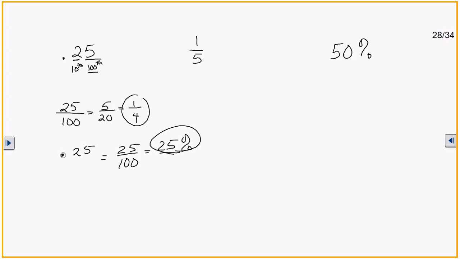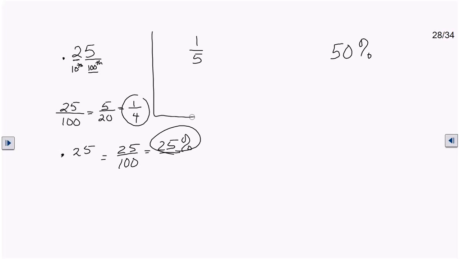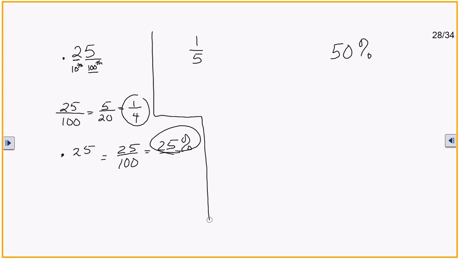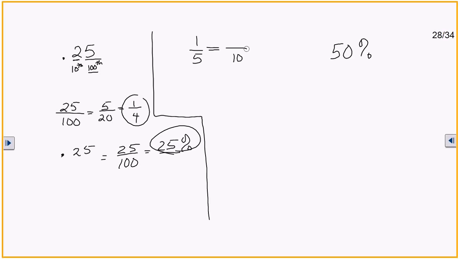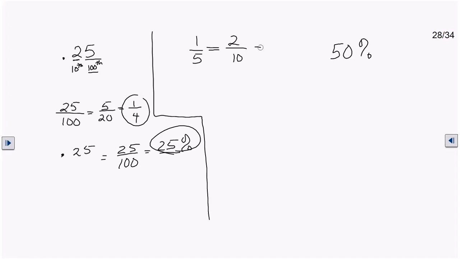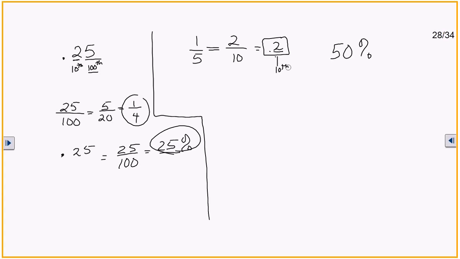Now I'm going to do 1/5. Now you can do this 2 different ways, but usually when I see something that'll go into 10, I write it as a tenth. Equals a 10. 5 will go into 10 2 times, that's 2, so that's going to equal 0.2. Because that right there is the tenth spot. So I just used easy math to do that.